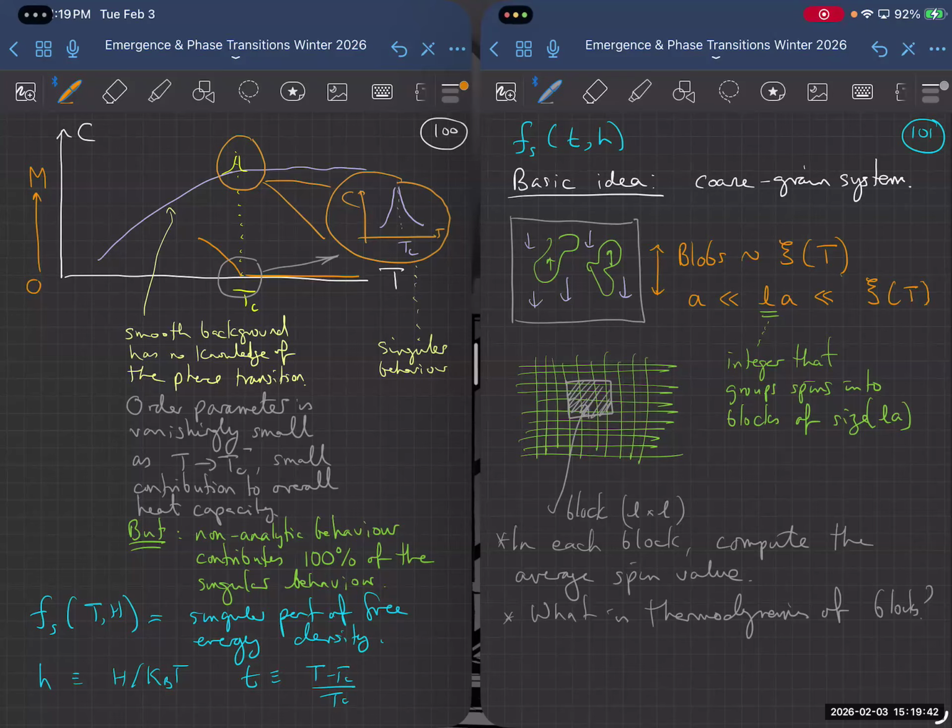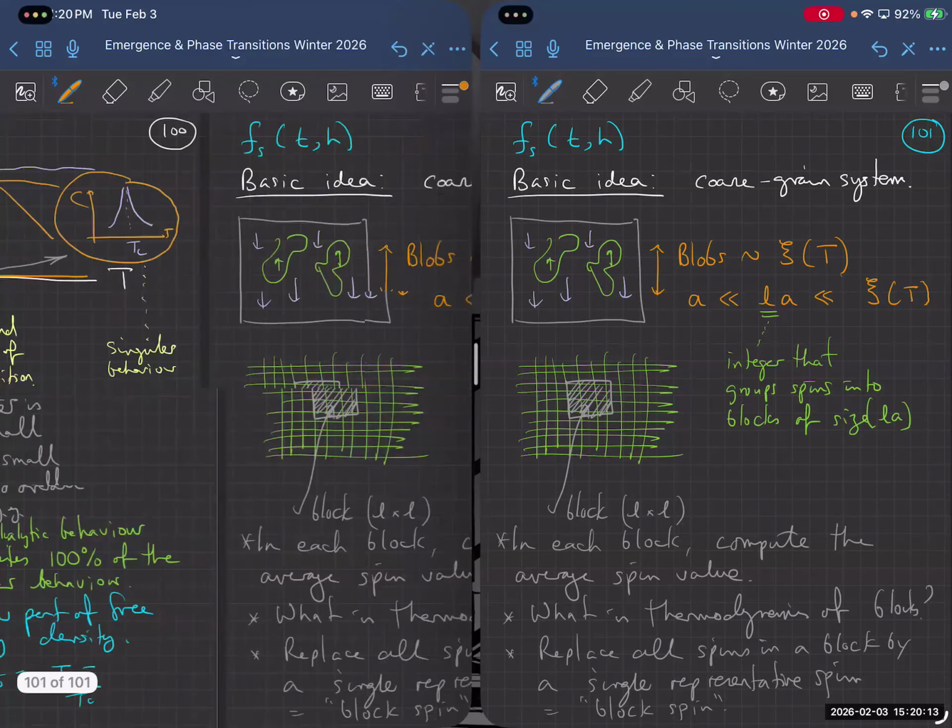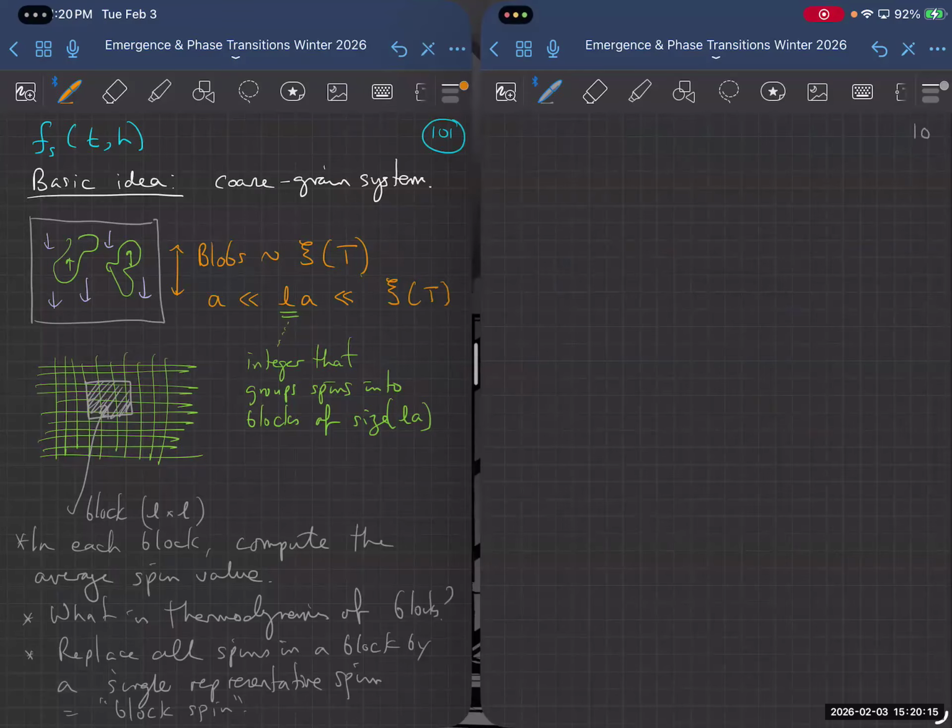So the basic trick is, in other words, we're going to replace all the spins in a block by a single representative spin. And that single representative spin is called a block spin. Okay, so that's the idea. So let's carry it out.